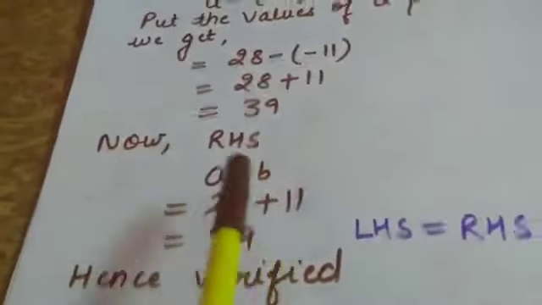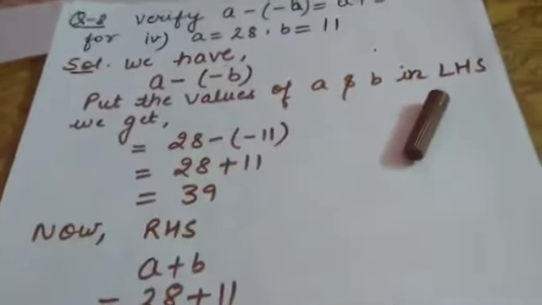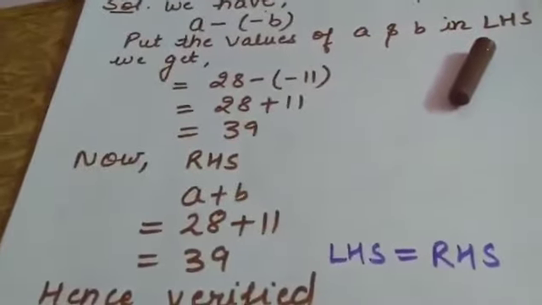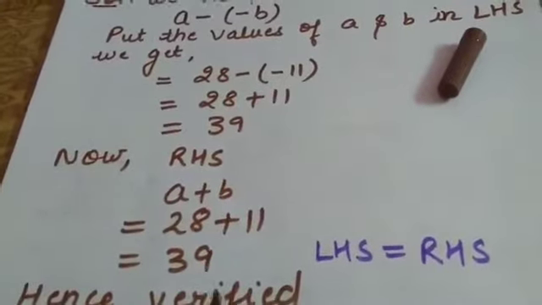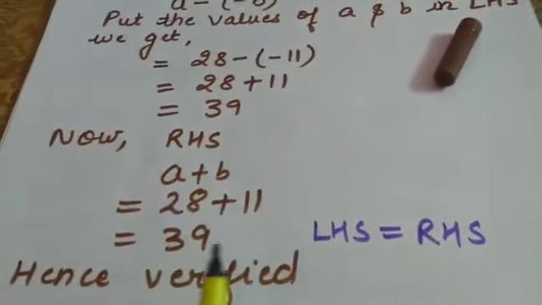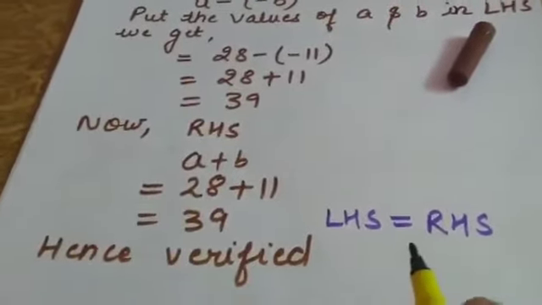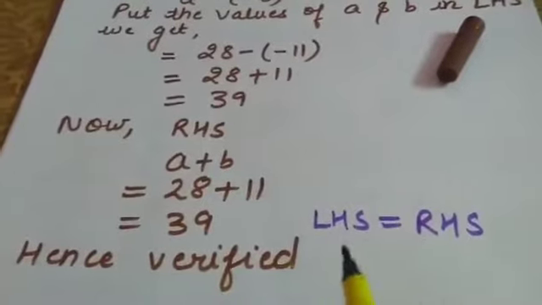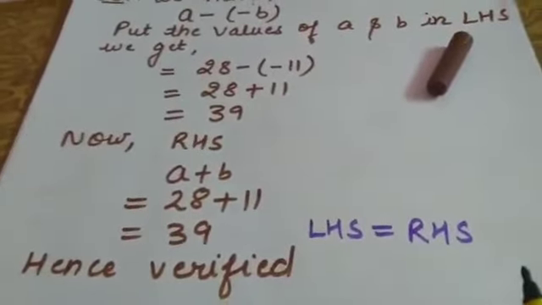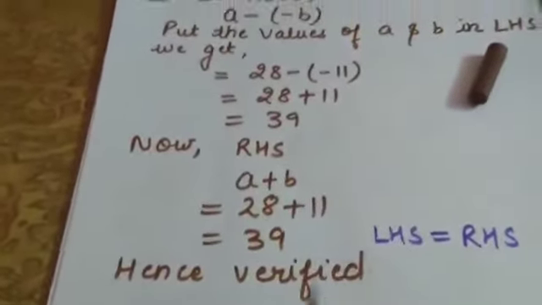Now come to the RHS. We have A plus B. A you have to substitute 28 and B you have to substitute 11. If simply you add them, you will get 39, which is equal to LHS. As we can see that LHS equals RHS, hence this equation is verified.